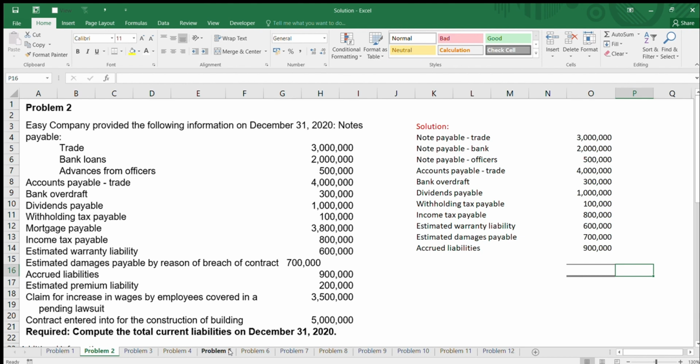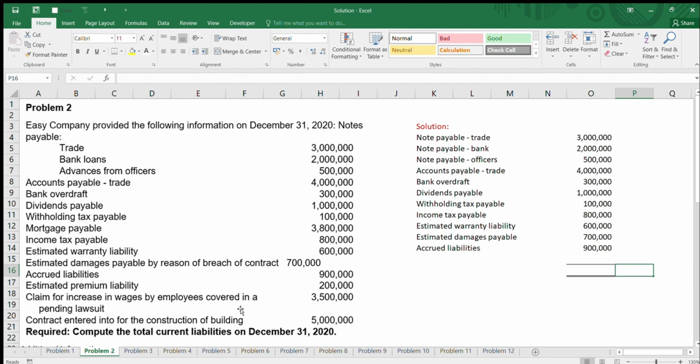Next, claim for increase in wages by employees covered in a pending lawsuit. This is a case, and if it is a case, it takes a long time because it is in court. It is not immediate. Within 12 months there may be only one hearing, then after 2 years another hearing, before the final judgment comes. So, it will take a long time. So, that is not part of your current liabilities.